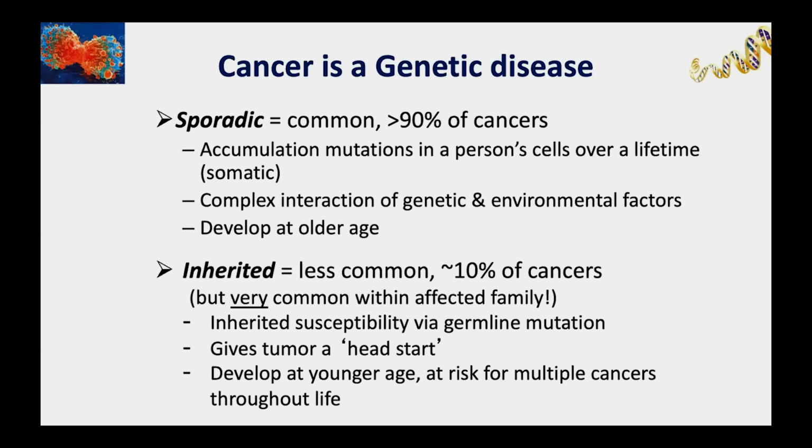Whereas inherited cancers are less common in the population overall. They account for only about 10% of all cancers. However, in the families where they have an inherited cancer syndrome, the cancers are very common indeed. These are due to an inherited susceptibility. There's a particular germline mutation in a gene that leads to the cancer susceptibility, and what this does is give the tumor a head start. So these individuals that have this cancer predisposition tend to develop cancers at a younger age, and they are at risk for multiple cancers throughout their life.